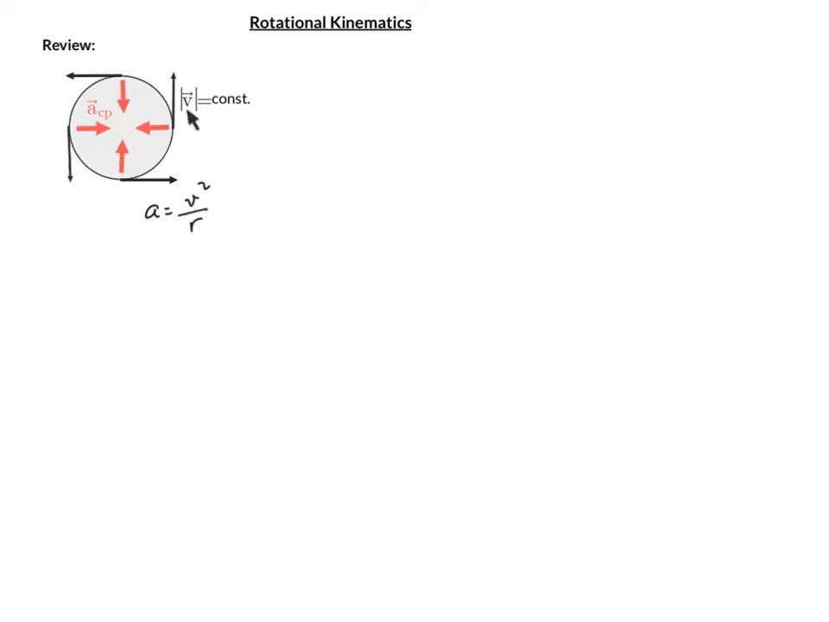So we had a constant magnitude, changing direction, which meant that the velocity was changing, which gave rise to a centripetal acceleration that had a constant magnitude but different direction that always pointed towards the center of the circle. So that's what we had before.